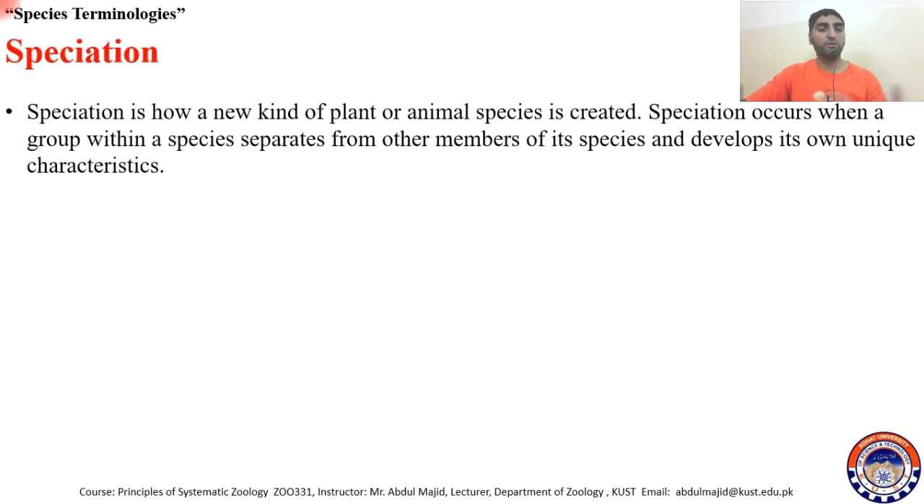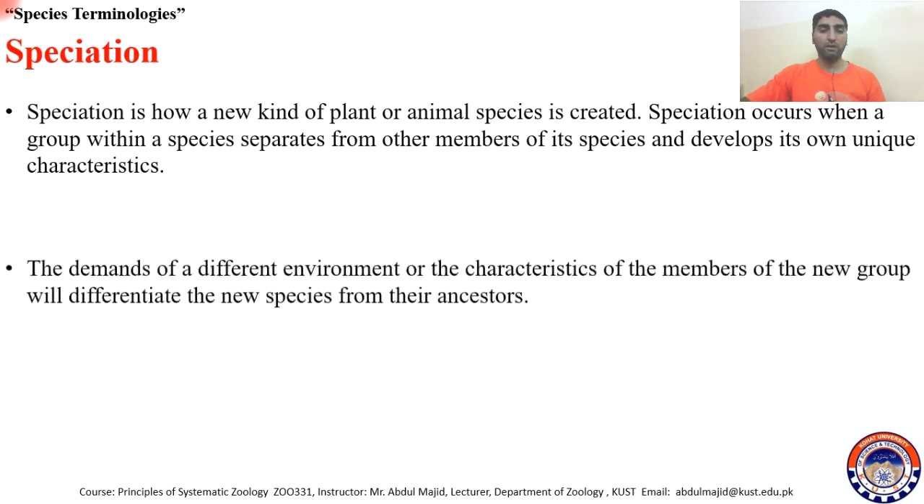Then let's talk about speciation. So what is speciation? Speciation is how new kinds of plant or animal species are created. Speciation occurs when a group within a species separates from other members of its species and develops its own unique characteristics. How does it happen? From the main population, a small group of the species becomes geographically isolated. When they separate from the main group, the needs in the new area will be different, the ecology will be different. Because of that, their characteristics start differentiating from the old ones, and with the passage of time, they become a new species. This is how new species of plants or animals arise.